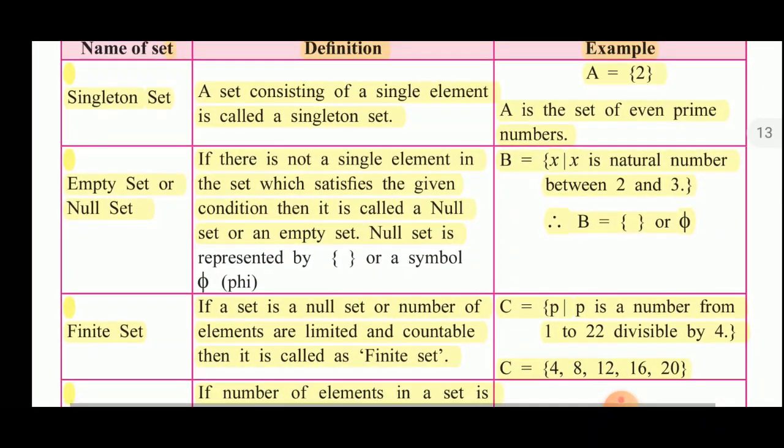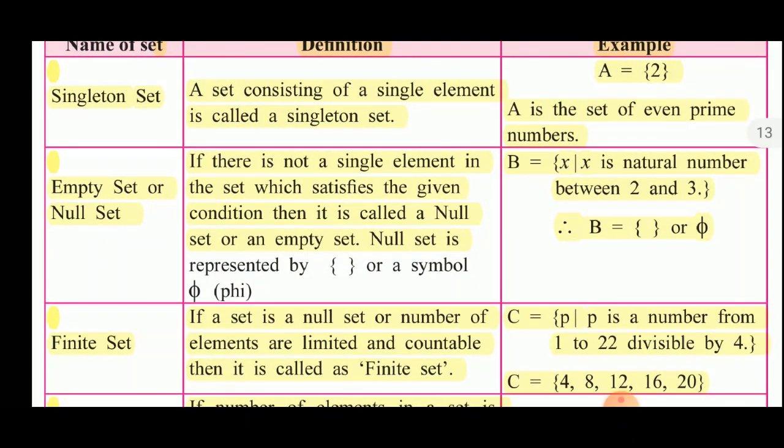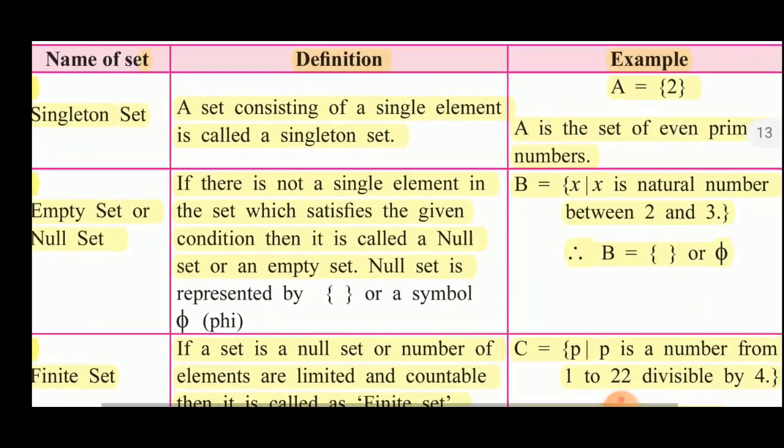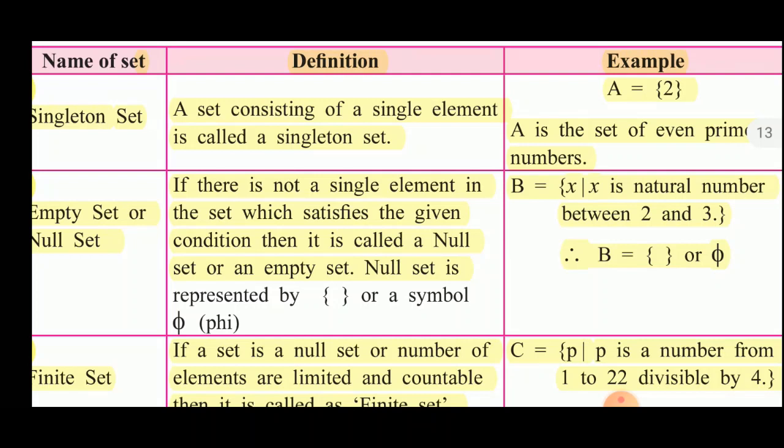First is the singleton set. A set that consists of a single element is called the singleton set. Now A will have only a single number, that is 2. Then A is the set of even prime numbers.